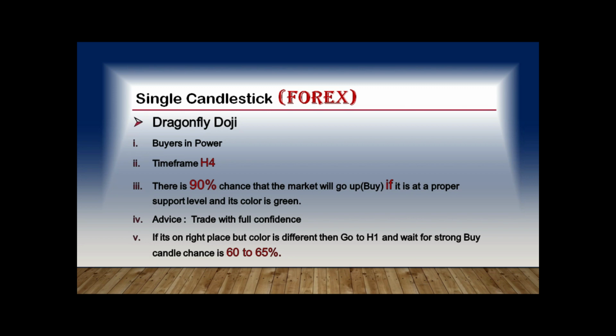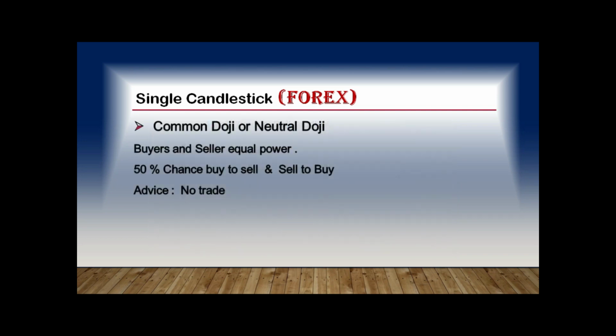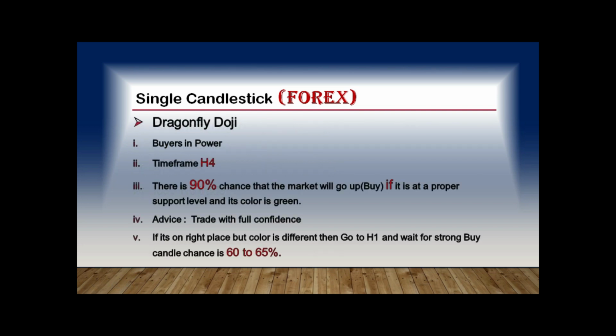So the next topic is the dragonfly doji. Where buyers are in power, there the dragonfly doji will form. We need to see the dragonfly doji in H4, and here you can see it has an upper body and a long lower wick or shadow. So we can say the buyers are in power and have pushed the market up towards the upper side. For the dragonfly doji, the time frame we suggest is H4, because a doji that forms on H4 will impact the market, but if it is on a lower time frame, it will not impact the market.